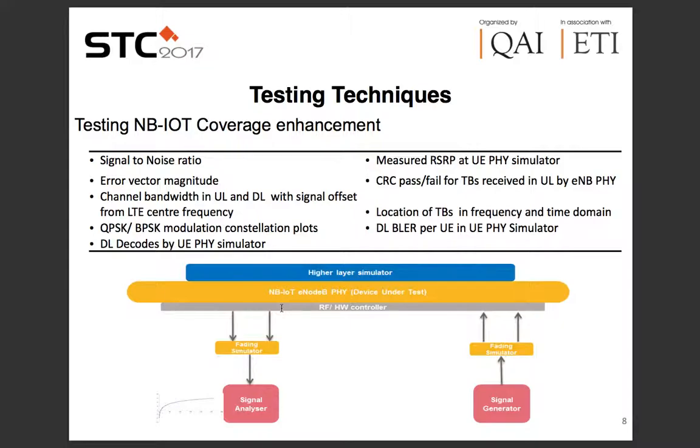The setup required to test the coverage enhancement will require a few assumptions, as described in this slide. First of all, the fading simulator is introduced here so that we can reduce the signal strength. And secondly, the higher layer simulators should be capable of channel repetitions in the PHY layer.